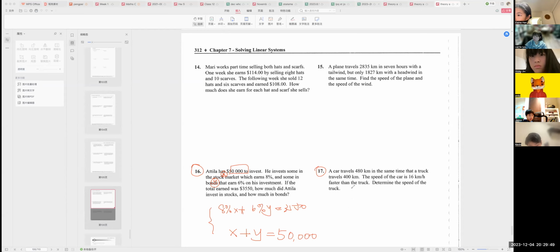We tried using the algebra way, okay? So like the speed of the truck we say is x and the speed of the car is y. Okay, so we say the speed of the car is 16 faster, so x minus 16 equals y, right? And when the car travels 480 at the same time, so it's what? 480 divided by x equals 400 divided by y. Get it? So we have two equations like that.